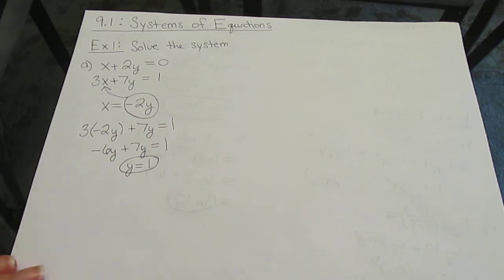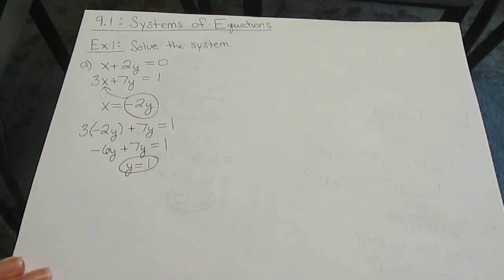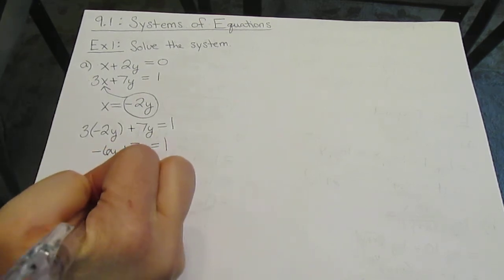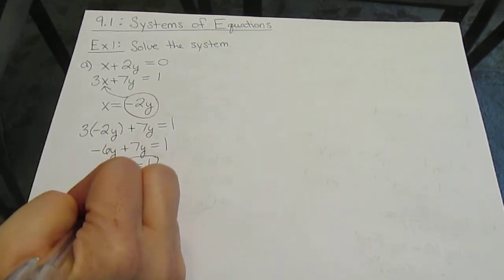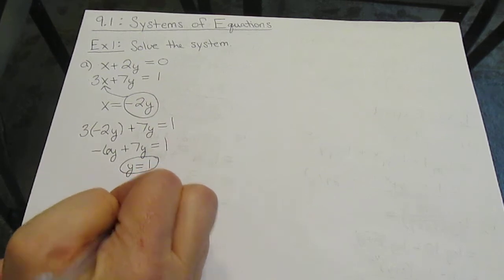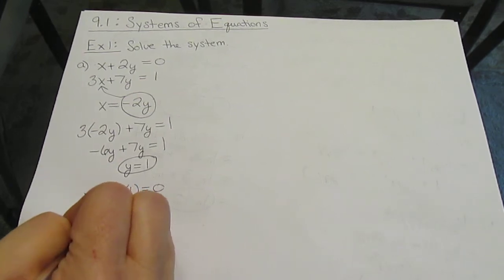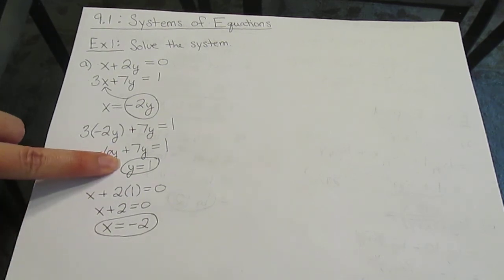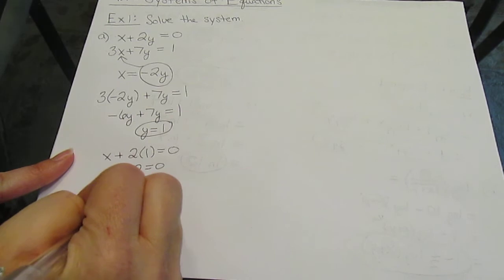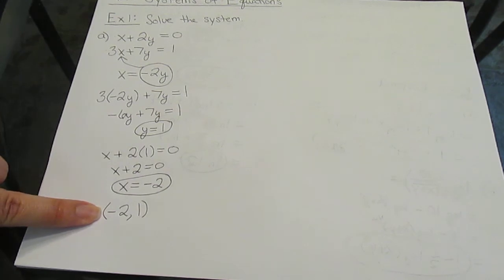And then to solve for x, we just plug this back into one of the original equations. It doesn't matter which one you use. I'm going to use the top one because it looks simpler. So I've got x plus 2 times 1 equals 0. And then solve for x. So we've got x plus 2 equals 0 and subtract 2. You can leave your answer like this, or you can write it as an ordered pair. Remember, x comes first when you're writing an ordered pair. So negative 2, 1 is my answer.